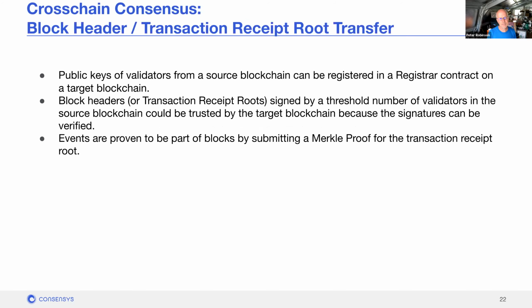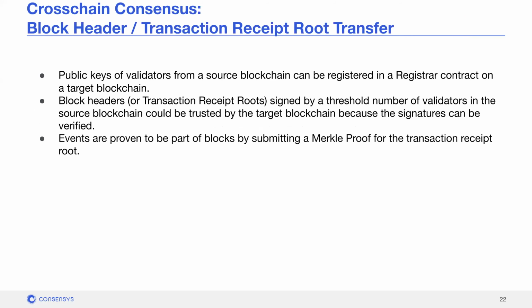So another way of doing it is to register the keys of validators on the registrar contract on the target blockchain. And you could have the block headers or transaction receipt routes signed by a threshold number of validators from the source blockchain, such that they can be trusted on the target blockchain. And then you prove that an event is related to a transaction from the source blockchain by presenting a Merkle proof for the transaction receipt.